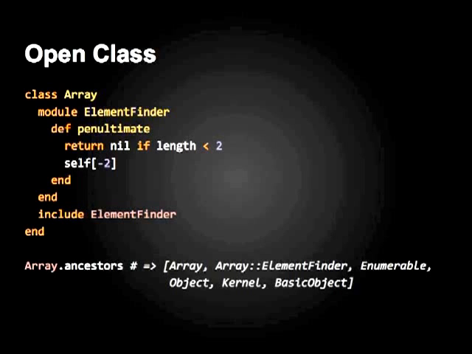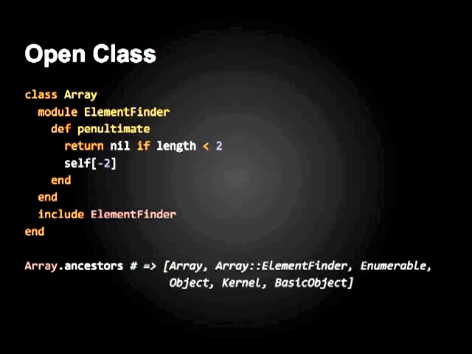Here's a slight variation on that. Avdi Grimm from the Ruby Rogues, I think if I got it right, would prefer to do something like this, and I'll explain it. What we're doing is reopening the class, so we're declaring class Array again. And then inside of that, we're creating a sort of namespace module, which we'll call ElementFinder. And in this module, we go ahead and define the same method again, penultimate, and the method body is just the same.